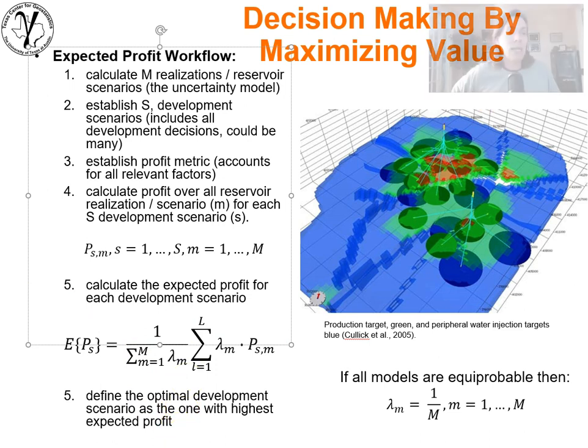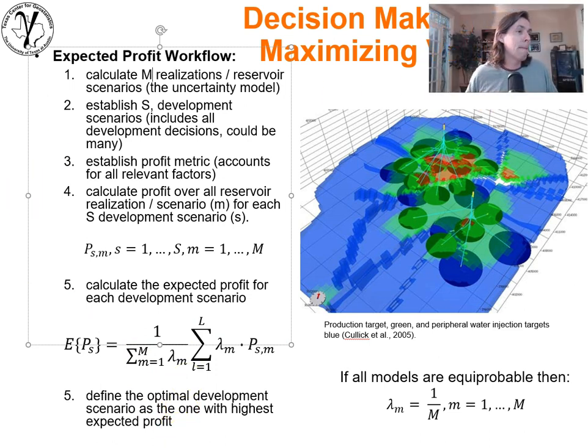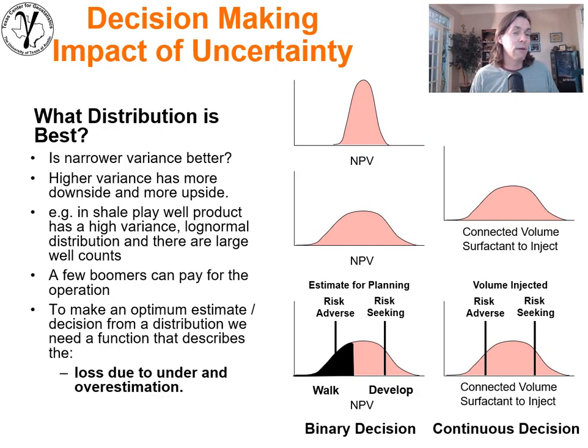All right, so that's how we go about making decisions, by maximizing the value of the subsurface. Now, there are some complexities here. You could look at the distribution of uncertainty and say that having the narrowest distribution of uncertainty is the best when it comes to decision making. What's very interesting is that, in many cases, a high degree of variability in profitability results in an upside potential.